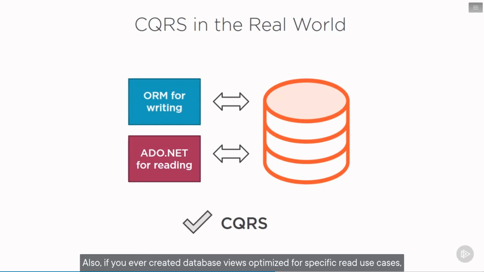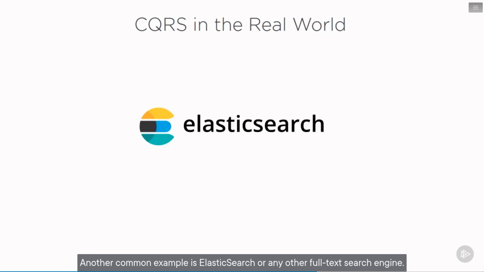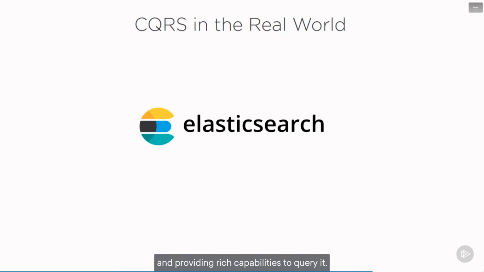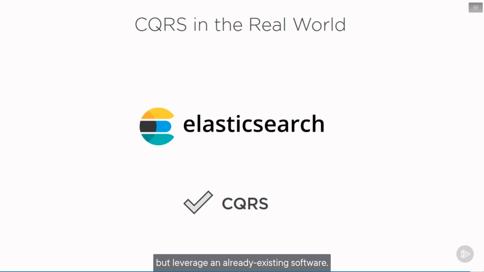Also, if you ever created database views optimized for specific read use cases, that was a form of CQRS as well. Another common example is Elasticsearch or any other full-text search engine. It works by indexing data, usually from a relational database, and providing rich capabilities to query it. That's exactly what CQRS is about. You have one model for writes and a completely separate model for reads, except that in this particular case, you don't build that second model yourself, but leverage an already existing software.